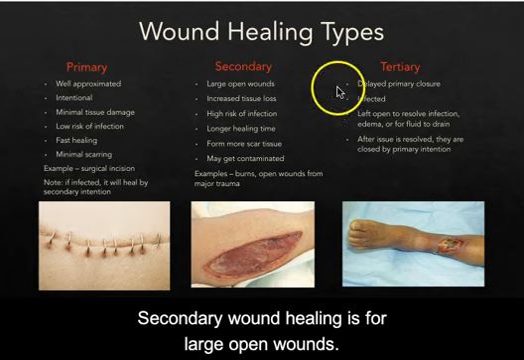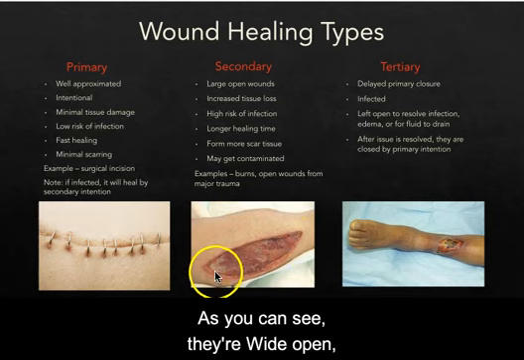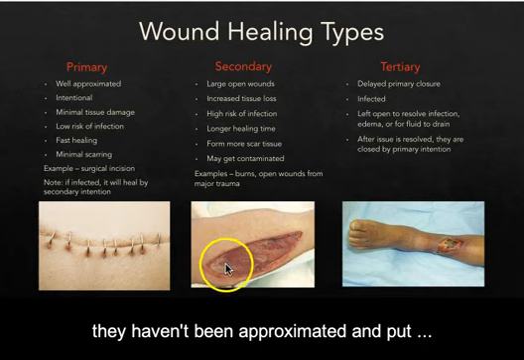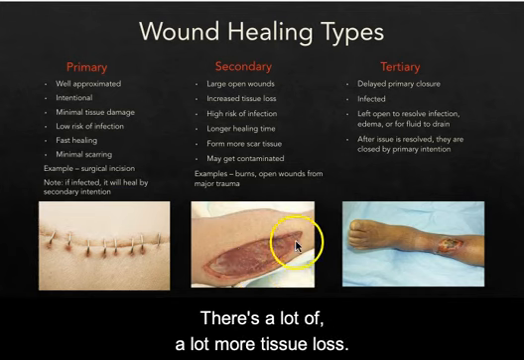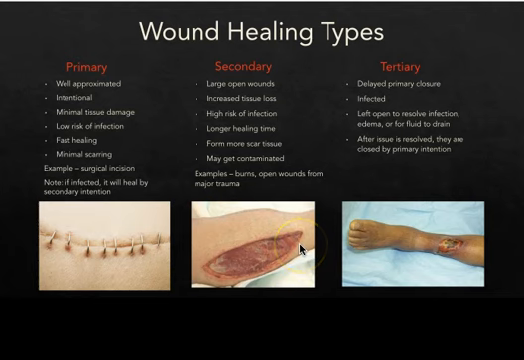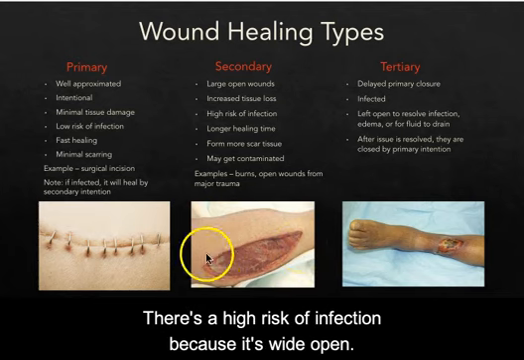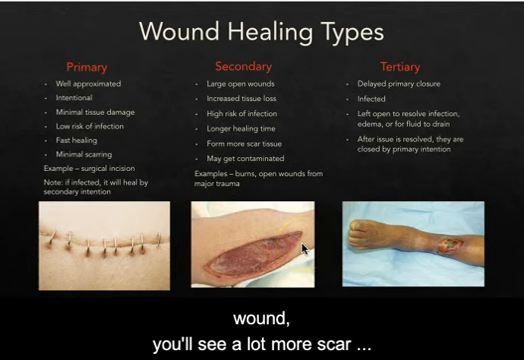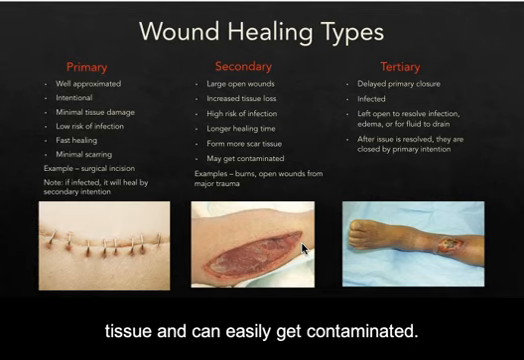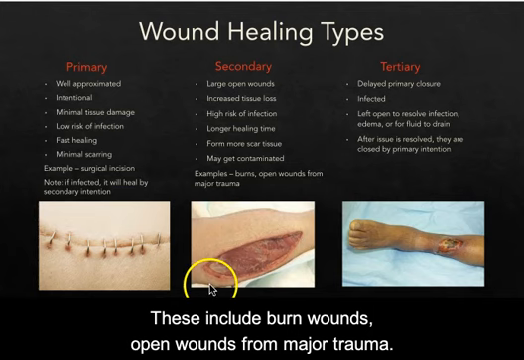Secondary wound healing is for large open wounds. As you can see, they're wide open. They haven't been approximated and put together through sutures or staples. There's a lot more tissue loss. There's a high risk of infection because it's wide open, and there's a longer healing time because it's a bigger wound. You'll see a lot more scar tissue and can easily get contaminated. These include burn wounds, open wounds from major trauma.